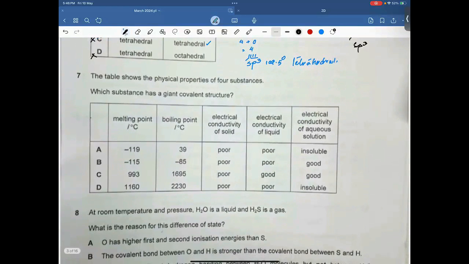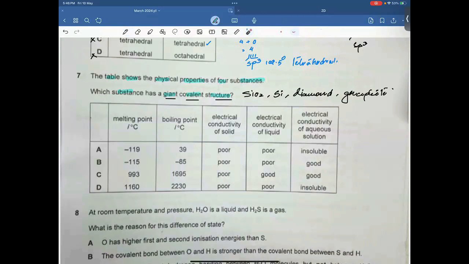All right. Question number 7. The table shows the physical properties of 4 substances. Which substance has a giant covalent structure? For giant covalent structures, we have 4 different types. The first one is SiO2. The second one is silicon. Silicon also has a giant covalent structure. Then diamond. And then graphite. So the answer could be any of these.